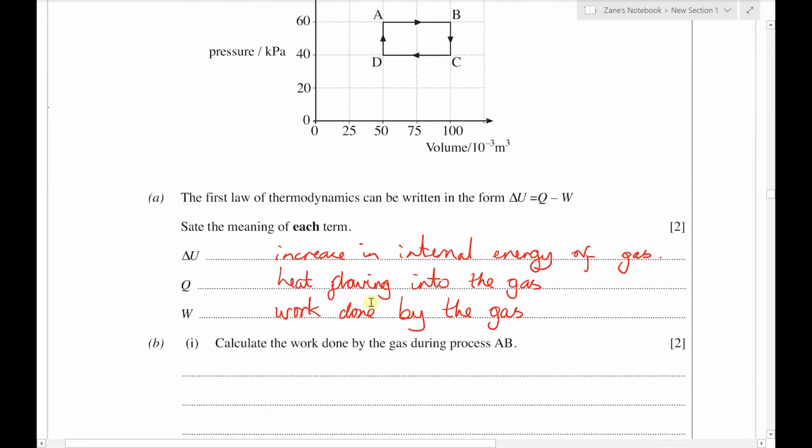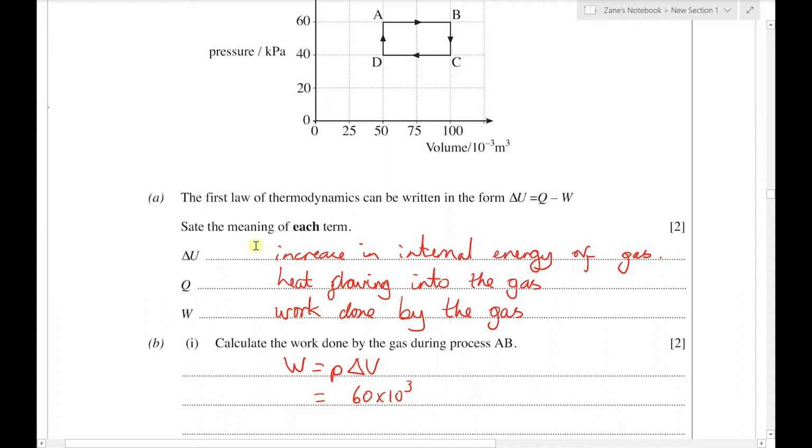Next we've got to calculate the work done by the gas during the process AB. Well, if there's a constant pressure, we can use the relationship that W is P delta V, or more generally we can find the work done by finding the area underneath the line there. In this case the area underneath the line AB is exactly the same as the pressure times a change in volume. The pressure is 60 kilopascals.